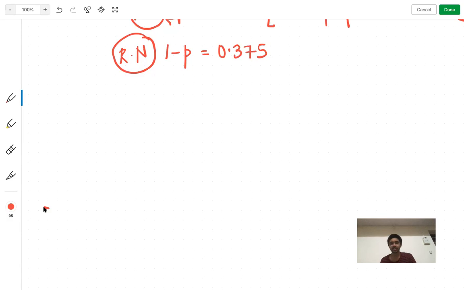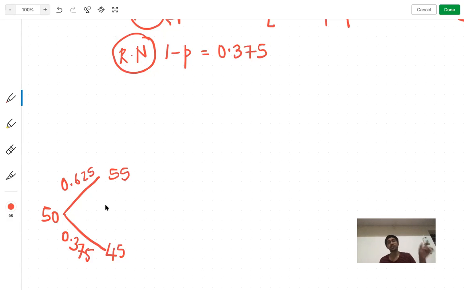Okay. Now I'm again just drawing the same binomial tree. 50 could go up either to 55 or it could come down to 45. Okay. And then we have an upside probability of 0.625 and a downside probability of 0.375. Okay. These are not the real world probabilities, but risk neutral probabilities. And then we had the value of a call option at upside being 7 and at the downside being 0 at t equal to 6.